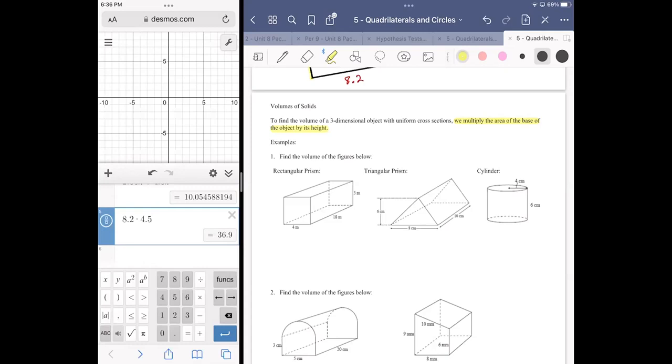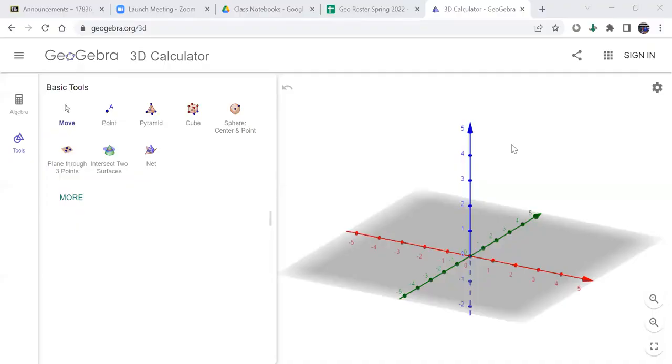For that, I'm going to take us over to GeoGebra. I think I'm going to do it on the computer. So let me pause and resume the recording.